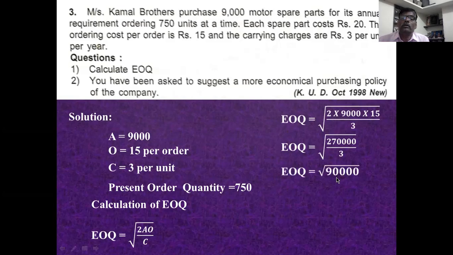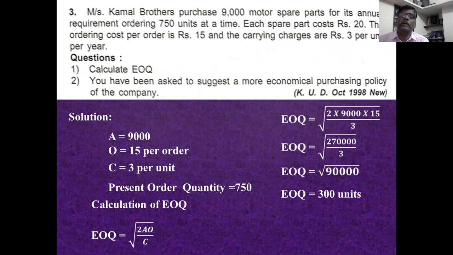And EOQ is equal to square root of 90,000. Then EOQ is equal to 300 units. Economic order quantity is 300 units. So you have to give the suggestion that economic order quantity is the quantity which minimizes the ordering cost and carrying cost. Ordering cost and carrying cost should be minimized. Okay, so automatically the cost will reduce.